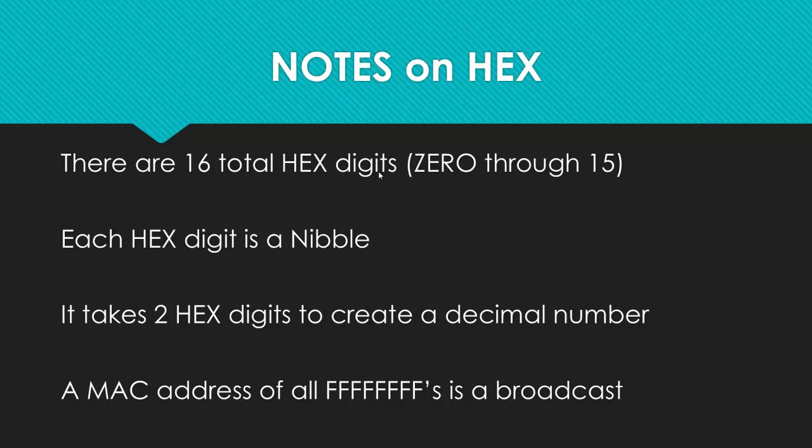So it takes 2 hex digits to create a decimal number. And then last, a MAC address of all Fs is a broadcast. If you remember, a broadcast address has all ones in the host portion, and that means it goes out to all the hosts on that network. So there are broadcasts in hex or in MAC addresses as well. So when we see a MAC address of all Fs, that's a broadcast.